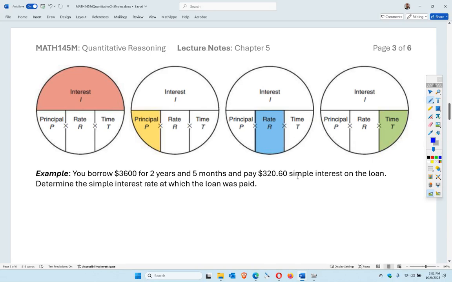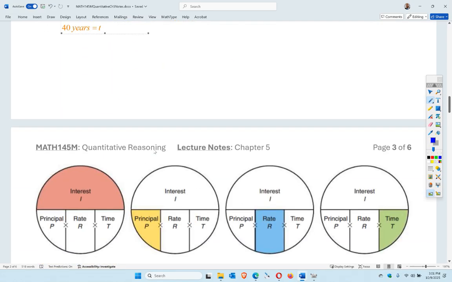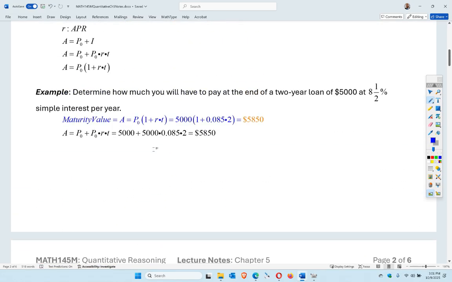Okay, this is Chapter 5, Section 1, Part 3. So let's say we want to solve for the other things such as principal, rate, or time. You're still going to use the same formula of I equals P times R times T. So let's copy that from the other page.